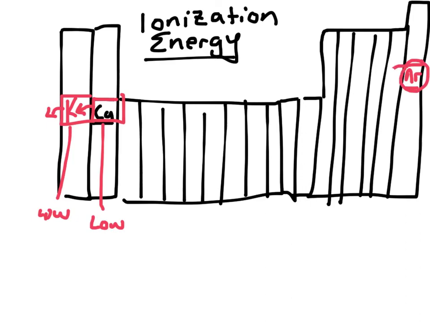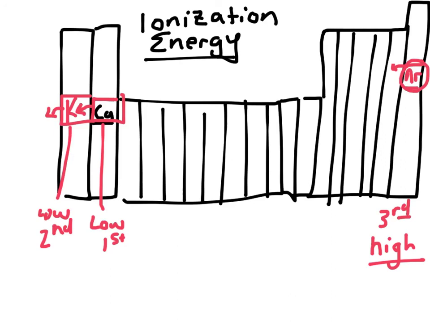And now, after giving up the second, I would become like this noble gas argon. If I try to then remove one more electron, so the first is low, the second is low, but if I tried to remove the third, I would need a very high amount of energy to remove it because now I've become a noble gas. So ionization energy is how much energy it takes to take off an electron.